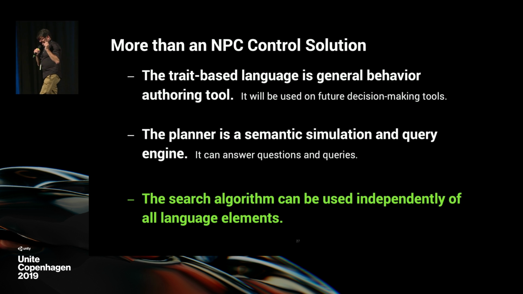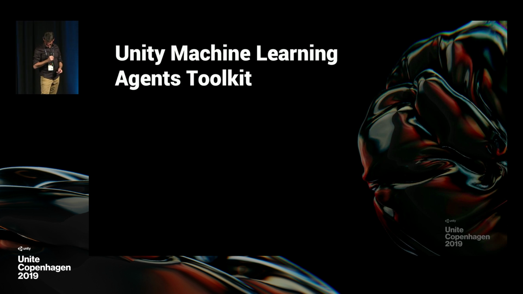we implemented a fancy search algorithm. And you can use this search algorithm independently of any language elements. So we're just providing you a fancy implementation of MCTS that you can use for your search. Okay, that's about all I have the time to say about the AI planner. So now I'm going to give the mic to Vincent-Pierre Berges. He's going to talk to you about the Unity Machine Learning Agents Toolkit.